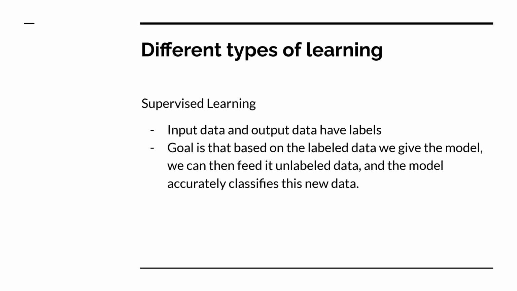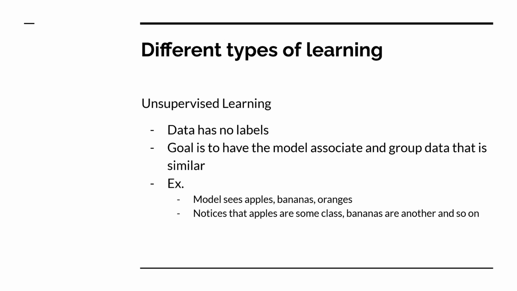So for example, I feed it a bunch of pictures of apples, have the model learn that this is an apple, and it doesn't really have to learn that much, right? It just has to associate. I'm literally telling the model that this image of an apple is an apple, so that later on when I give it data that's unlabeled, it can tell me this here is an apple. Okay. And then we have unsupervised learning.